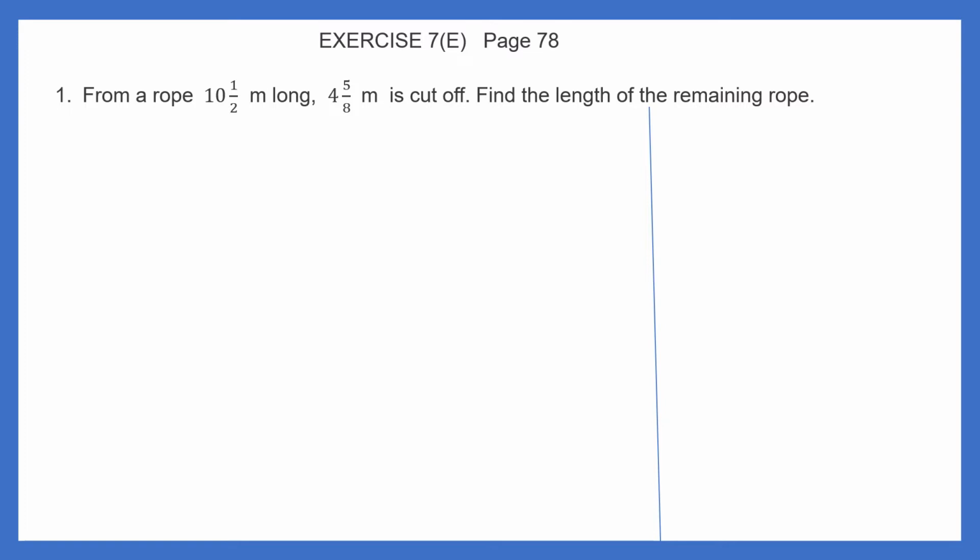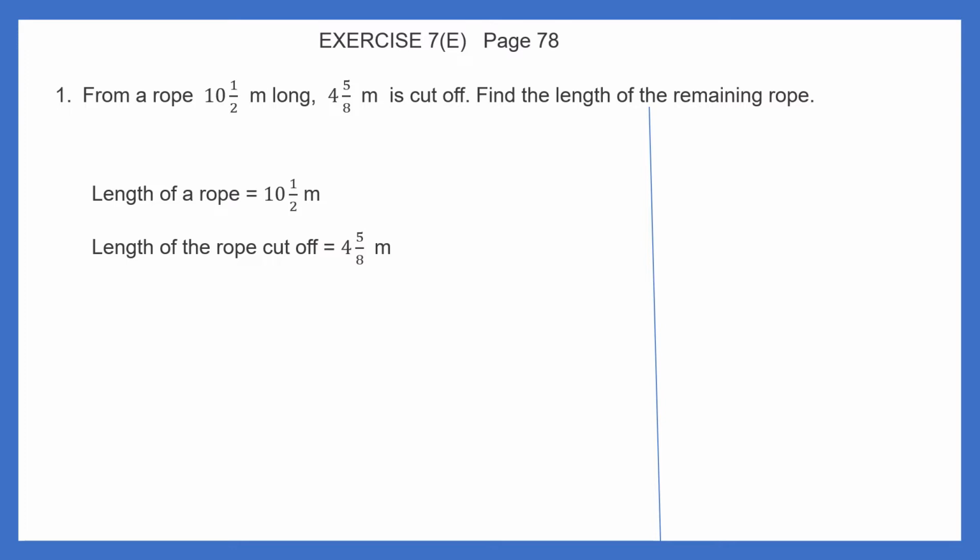So there is a rope which is 10 1 by 2 meters long. For a word problem, we need to write statements. So let's start with the first statement. Length of a rope is 10 1 by 2 meters. Let's read the second part. From this, 4 5 by 8 meters is cut off. So second statement, length of the rope cut off. Now we need to find the length of the remaining rope.